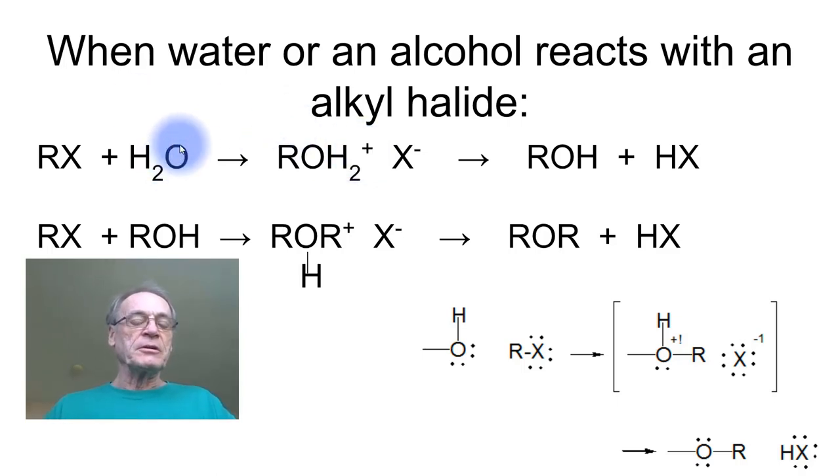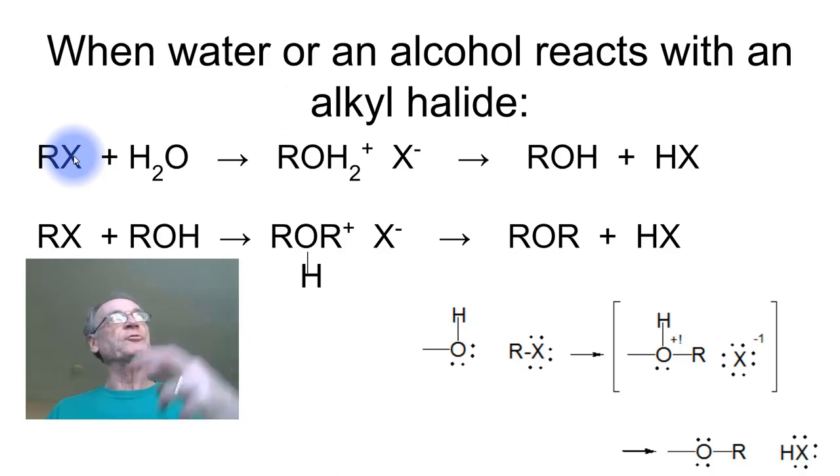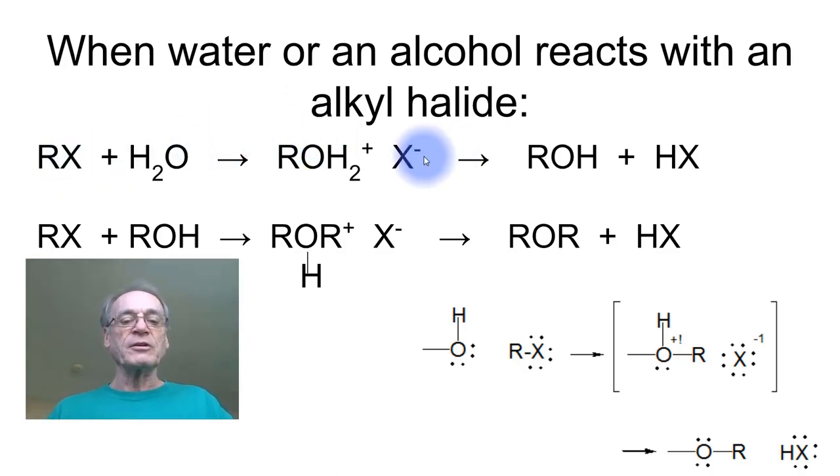Well, essentially the oxygen shares a pair of electrons that it had to itself before, and so electronically it's giving away 1 electron, and so it becomes positive. And of course the halogen that is left takes both of its electrons with it, and so in essence gains 1 electron, and so it becomes negative.